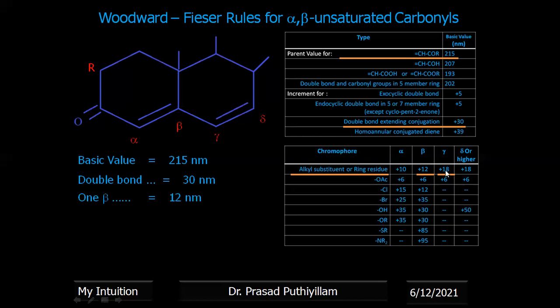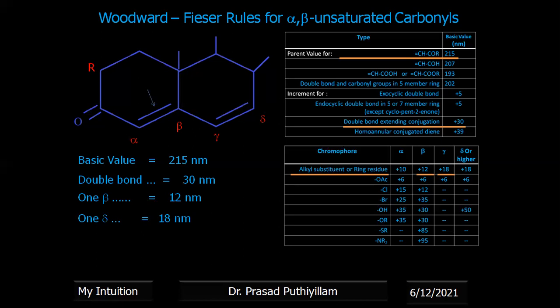So ring substituent at delta position, any one mistake will be there in my video. So at this position, delta having one ring residue, therefore it is not under gamma. Don't get confused, here correction is there. So it is 18. It should go there. Anyhow it is 18 only. Therefore one delta having 18 nanometer.